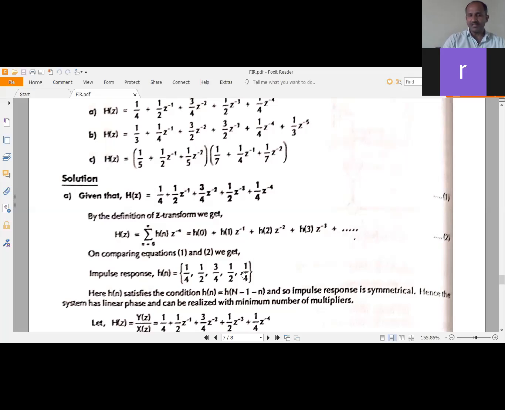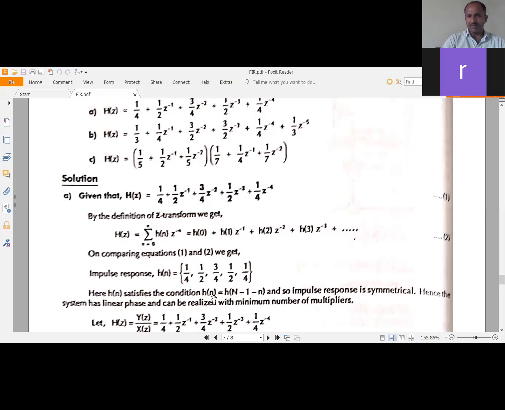Here the number of samples in the sequence is 5, and small n varies from 0 to N minus 1, that is h of 0, h of 1, h of 2, h of 3, h of 4. And check the condition of symmetry. How can we check the condition of symmetry? This is the condition of symmetry: h of n equal to h of N minus 1 minus n.